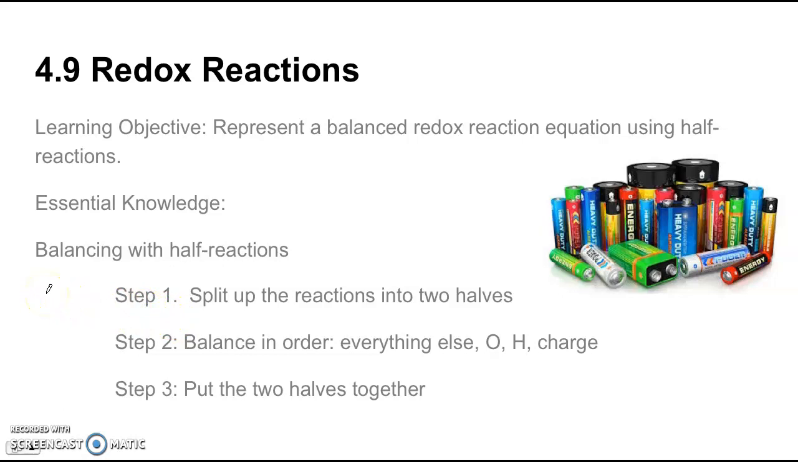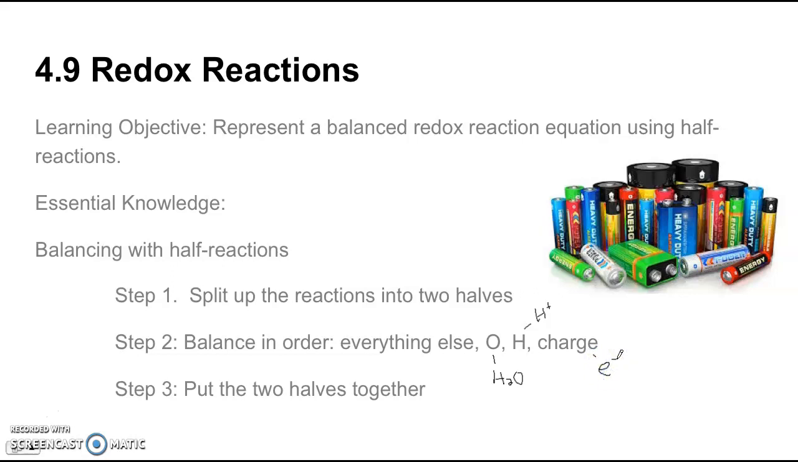The first step is you're going to split up the redox reaction into two halves. The second step, you balance each half, and it has to go in this order. You balance everything else first, and by everything else, I mean everything that's not oxygen or hydrogen. So any other element, you balance that first. Then you balance oxygens by adding water molecules. Then you balance hydrogen by adding hydrogen ions. And then you balance the charge by adding electrons.